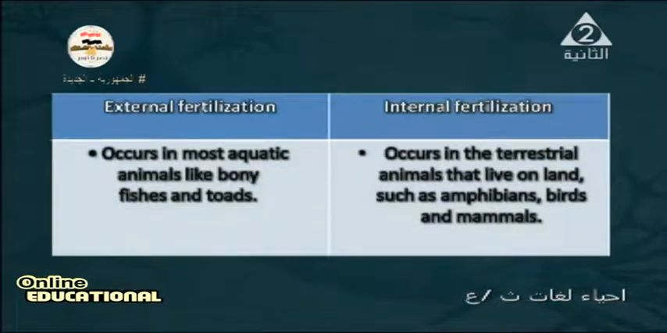External fertilization and internal fertilization. External fertilization occurs in most aquatic animals, like bony fishes and toads. Internal fertilization occurs in terrestrial animals, meaning animals that live on land, such as reptiles, birds, and mammals. So external fertilization occurs in water, like when the fish put their eggs in water. After that, the male fish comes and puts the sperm on them. And a large number of eggs is formed due to exposure to loss.